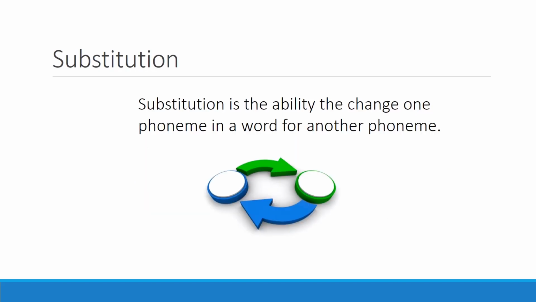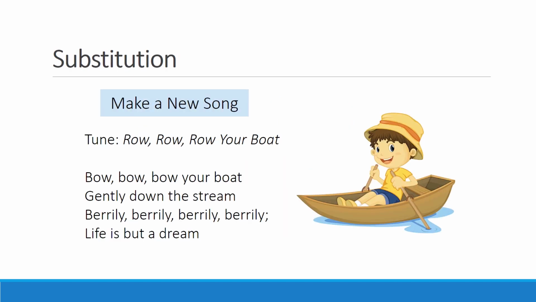Substitution is the ability to change one phoneme in a word for another. Eventually, we want students to be able to change phonemes in all positions of the word, but begin with the initial phoneme in the word. Substitute initial phonemes in songs by substituting repetitive words. Take a familiar song such as Row, Row, Row Your Boat and substitute the initial phoneme in all the main words from the song. For example, here is row, row, row your boat, substituting the main words with b.